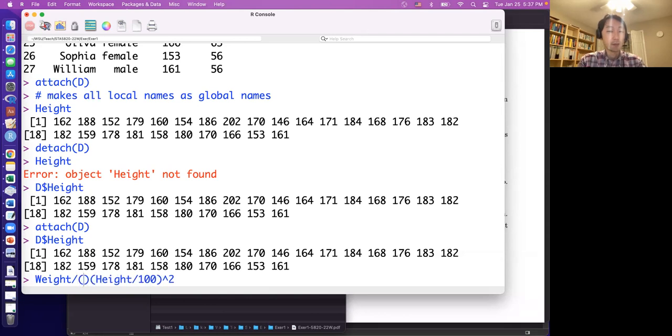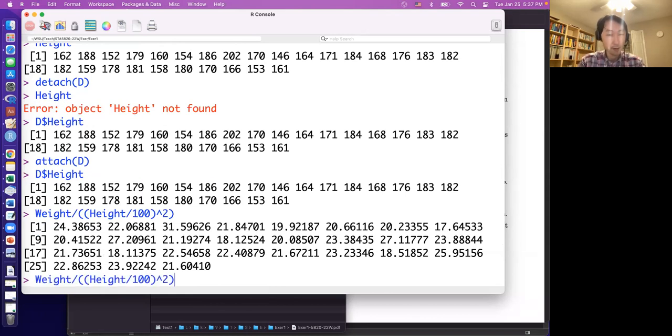So we divide it by 100. So this is BMI. So maybe we can define this as BMI. It is probably a little more convenient to define the BMI within the dataset D.